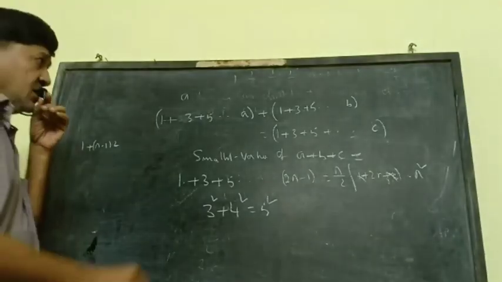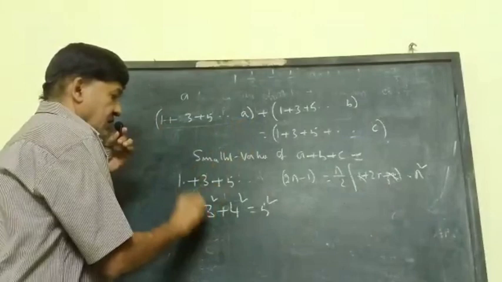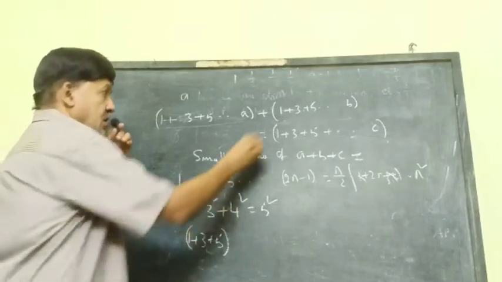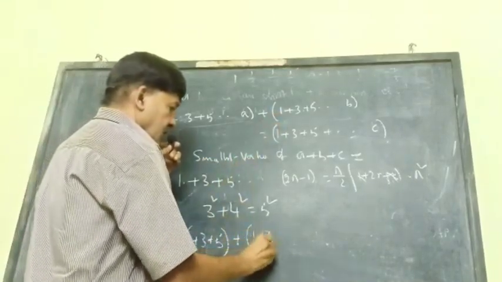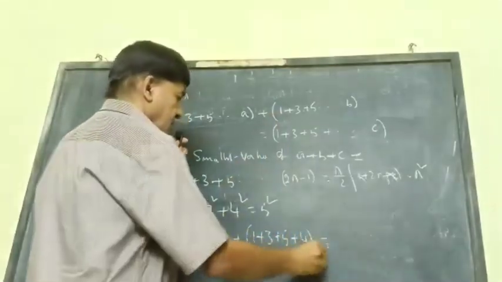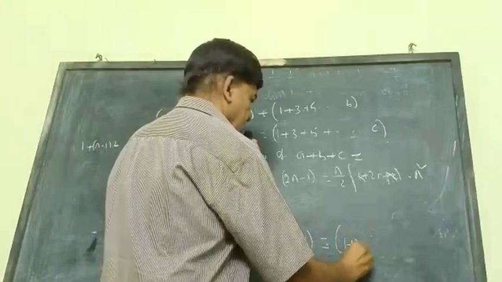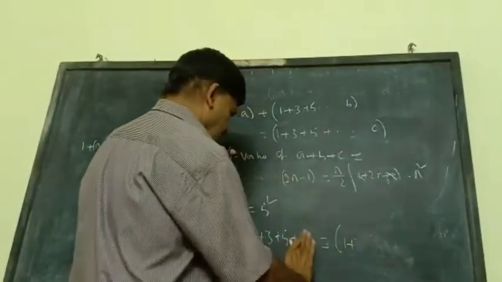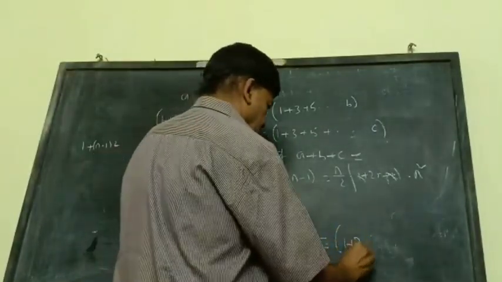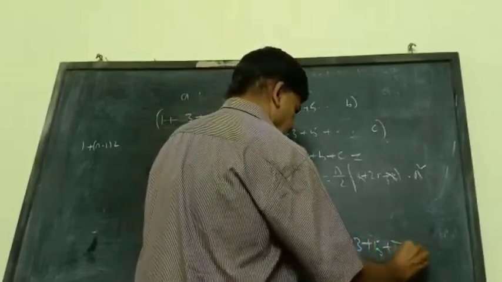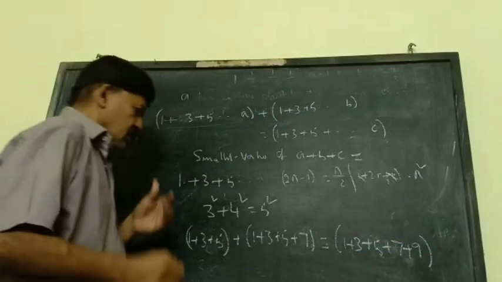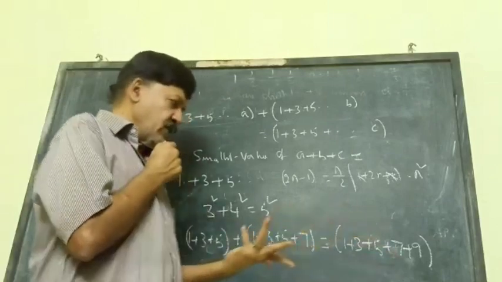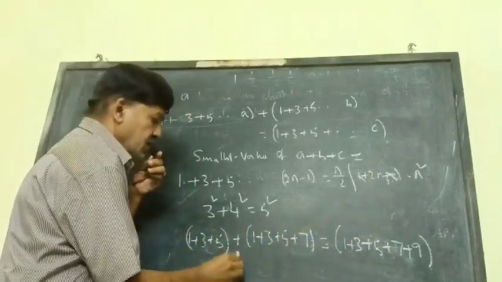Correct? So here you should get how many values? 3 values. Means 1 plus 3 plus 5. Correct? Here how many values? 4 values. 1 plus 3 plus 5 plus 7. Here how many values? 5 values. 1 plus 3 plus 5 plus 7 plus 9. So this will be 9, this will be 16, this will be how much? 25. So the minimum means what? This is the minimum we can have.